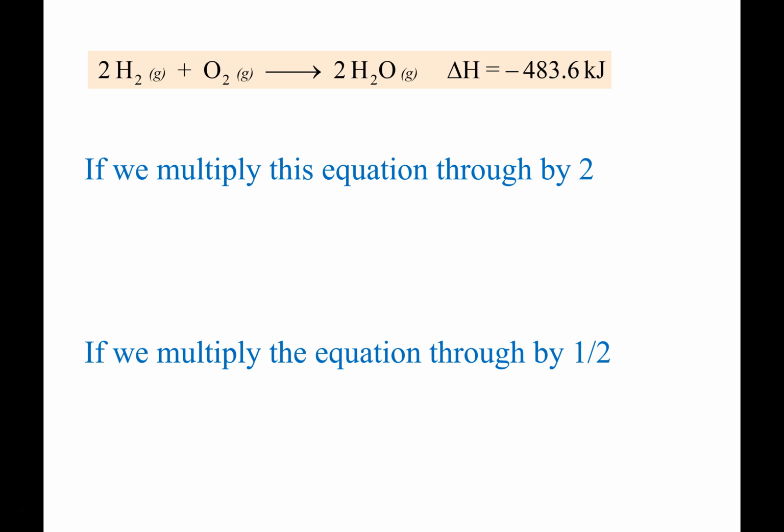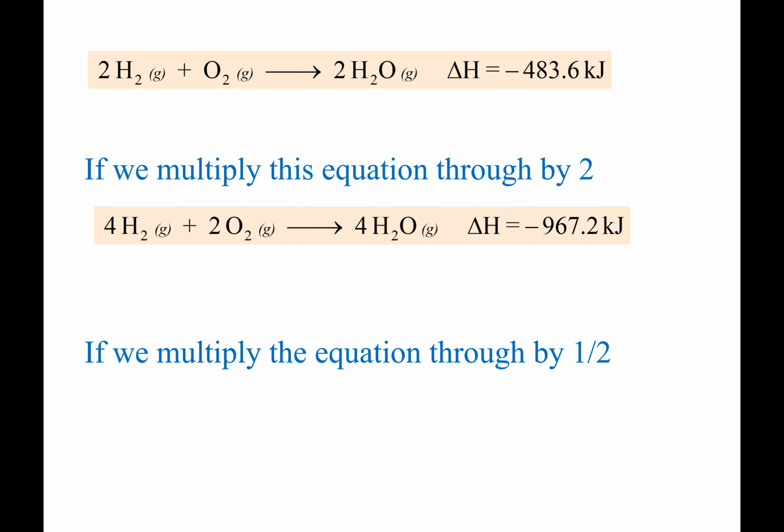So let's take that one step further. What's the relationship between negative 483.6 and negative 967.2? Okay, so this is just times 2. And actually this is consistent because the amount of water produced is times 2. We could have done any of these.